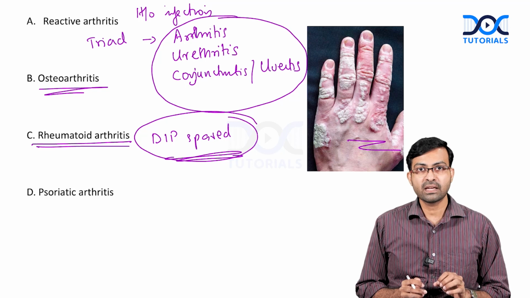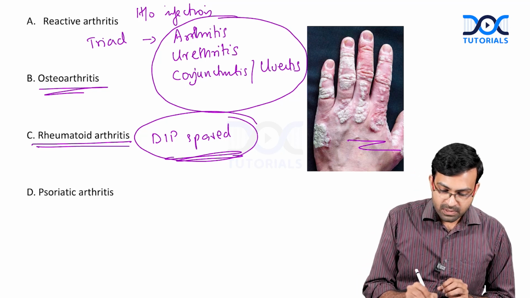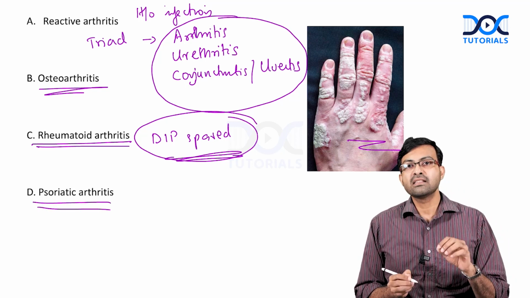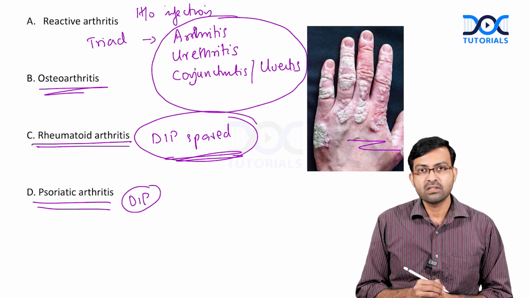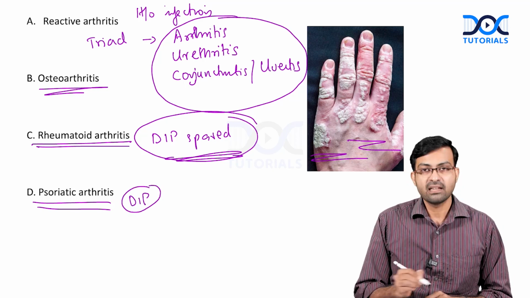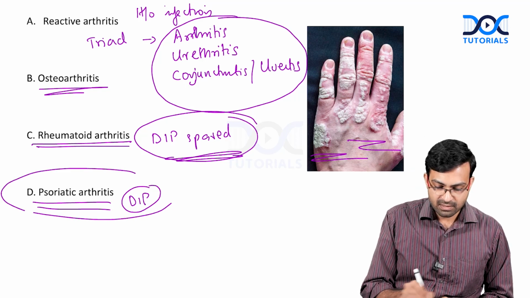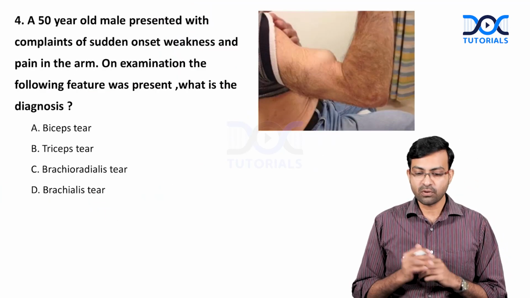Always remember this, okay? And the last option is psoriatic arthritis, and that is our answer here, which classically involves the distal interphalangeal joint and produces skin lesions like this. This is our answer here. Moving on to the fourth question.